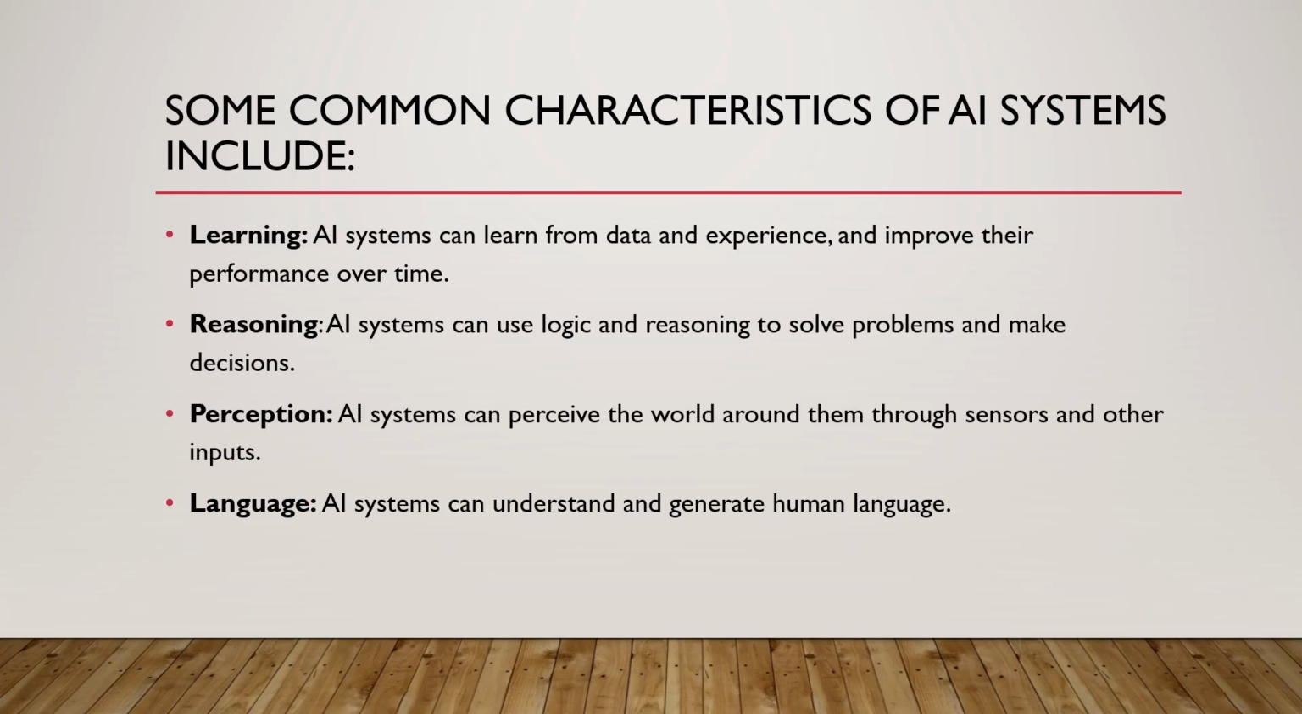So, next slide: some common characteristics of AI systems. These are the general characteristics of AI-like machines. The first one is called learning. The second is reasoning. The third one is perception. And the fourth one is language. These terms are used everywhere in AI or machine learning tasks.